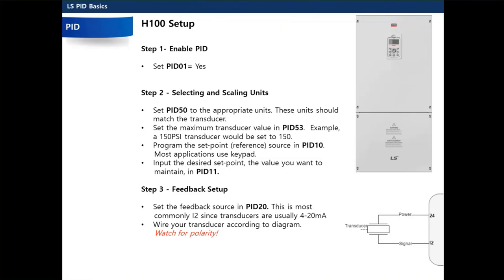And then another common question we get is, how are you going to wire it up? All of our drives have a 24 volt power supply that you have access to. On the H100s, I think it's like 150 milliamps. That's more than enough for a transducer. You just put your power wire in 24, your signal wire on I2. If you have a third wire, you just put that on CM, which is just a common. But your two wire is just wired up like this. And then you're good to go. And that's all you'd have to do for setting up an H100.